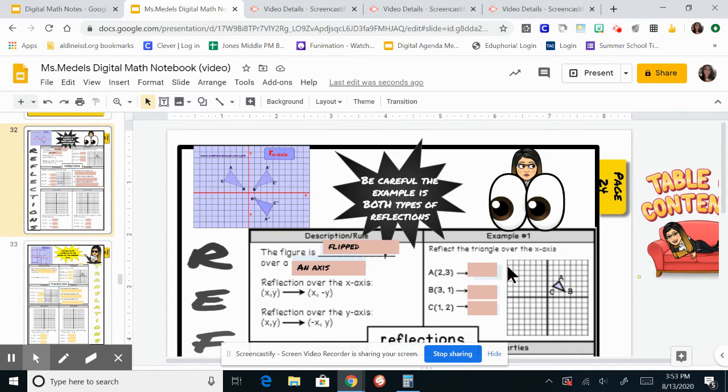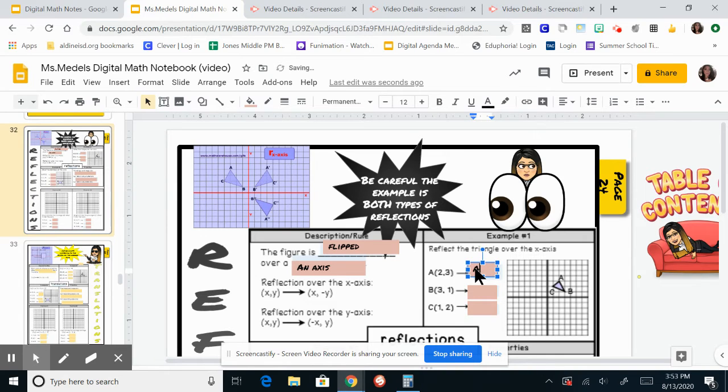Okay, it says reflect the triangle over the x-axis. So because I'm reflecting over the x-axis, that means my y's are the only thing that are going to change. So when I do my A prime, I know that the 2 is going to stay the same because the only thing that should be changing are my y's. So that's a 2, comma, and because that's a positive 3, that now changes to negative 3.